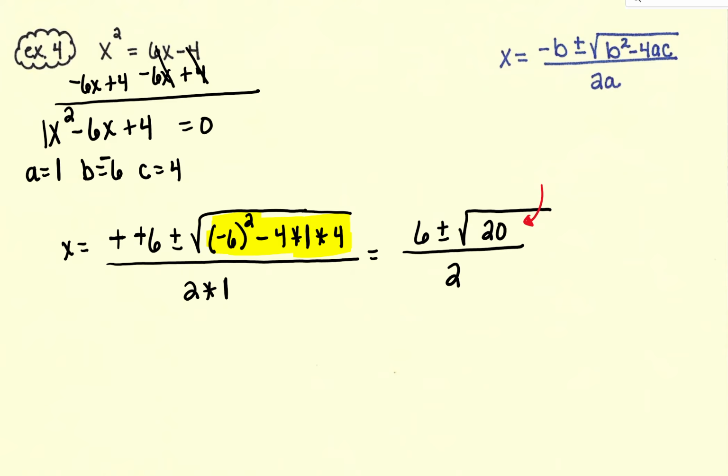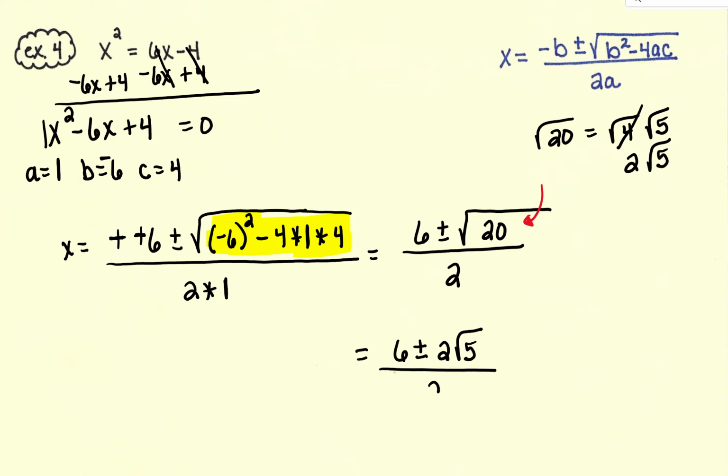So to simplify that radical, and if you're not sure, I have another video to help you with simplifying radicals, but we'll do the short version here. Remember that you're trying to find a perfect square that goes into 20. So 4 times 5, so I'll say the square root of 4 times the square root of 5. And the square root of 4 is perfect, and you get 2. So you have 2 on the square root of 5. So then I have 6 plus or minus 2 on the square root of 5 all over 2.